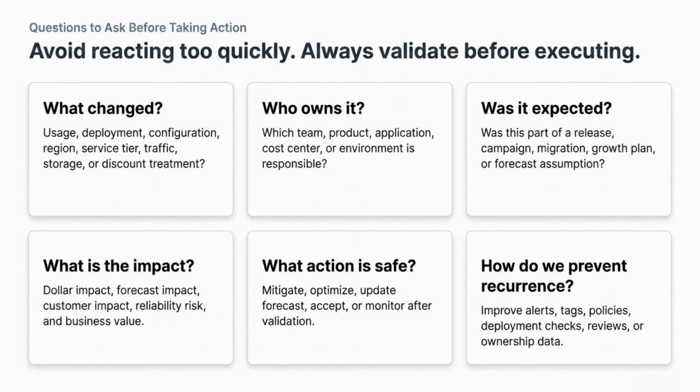Then, ask what action is safe. Sometimes the action is mitigation. Sometimes it is optimization. Sometimes it is a forecast update. Sometimes the right choice is to accept the spend because it supports business growth. Finally, ask what should be improved to prevent unnecessary surprises in the future.